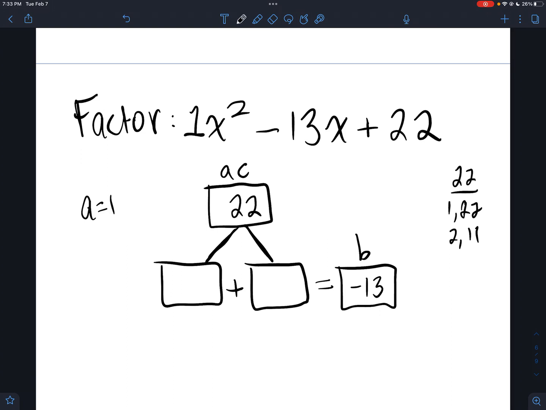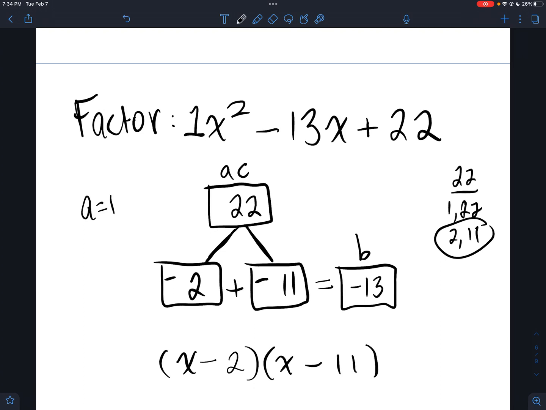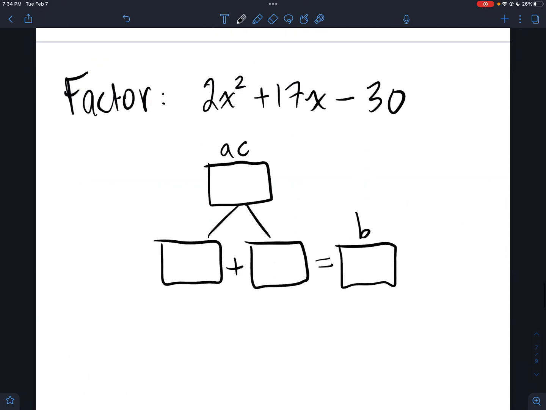We have to multiply to 22, but add to a negative number. How could that be possible if there's not any negatives involved? So when this happens, you actually have a double negative because you have to add those to get a negative, which will happen, and you have to multiply to make a positive number, which will also happen. And I like this choice because they do add to 13. So, sorry, kind of messed this one up, but the answer now is x minus 2 and x minus 11. Okay, again, this is positive. My mistake.